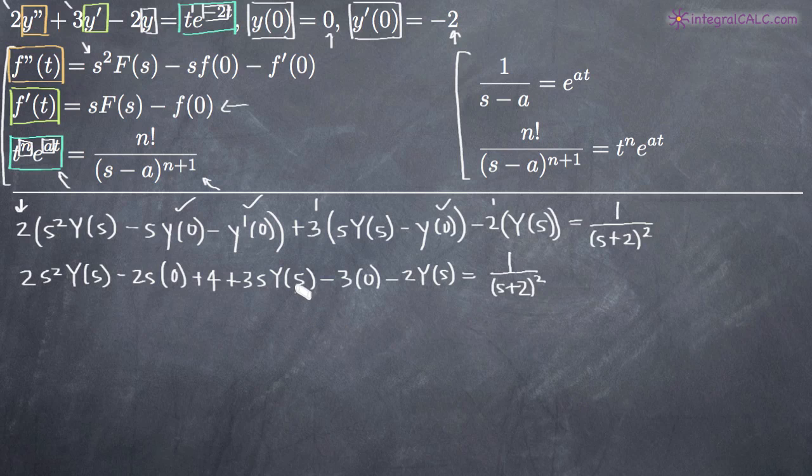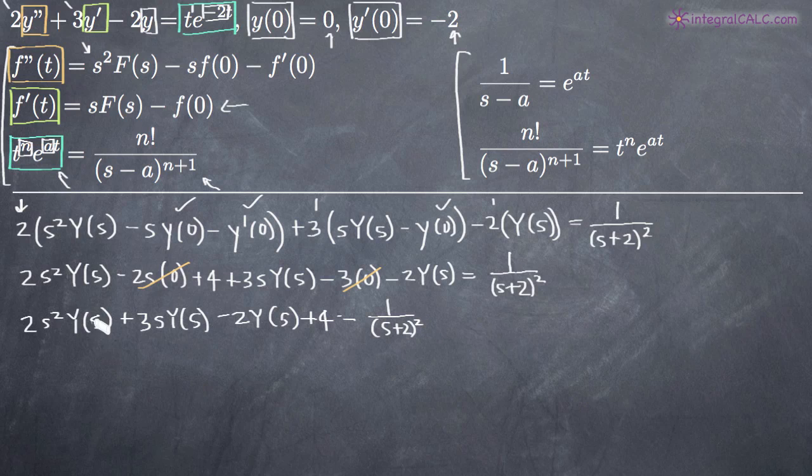So now we'll simplify and solve for capital Y of s. This is multiplied by 0, so that's going to go away. This is 3 times 0, so that's going to go away. And if we now collect like terms, we'll have 2s squared Y of s plus 3s Y of s minus 2 times Y of s, and then we have plus 4 equal to 1 over the quantity s plus 2 squared.